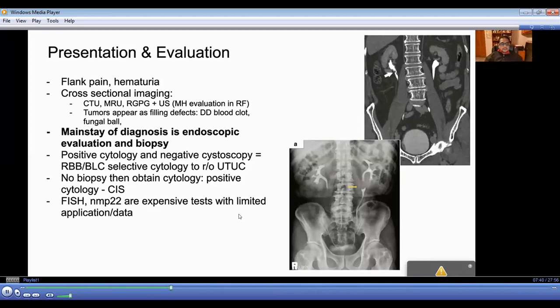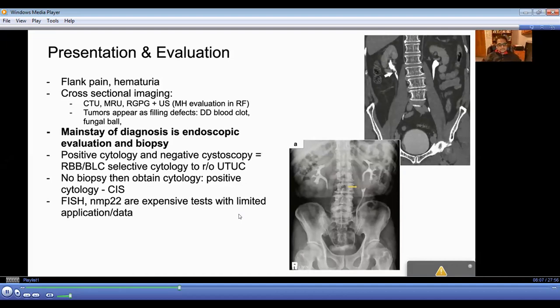disintegrated papilla. If you have positive cytology and a negative cystoscopy, then you should not only consider random bladder biopsies, but also get bilateral selective urines for cytology to rule out upper tract urothelial carcinoma. If you do not have a biopsy, then at least obtain a cytology from that side, because if the cytology is positive, it's highly diagnostic of CIS.